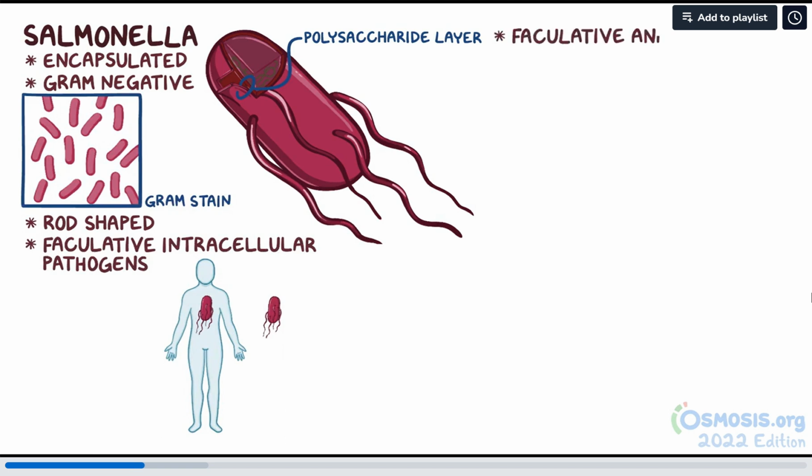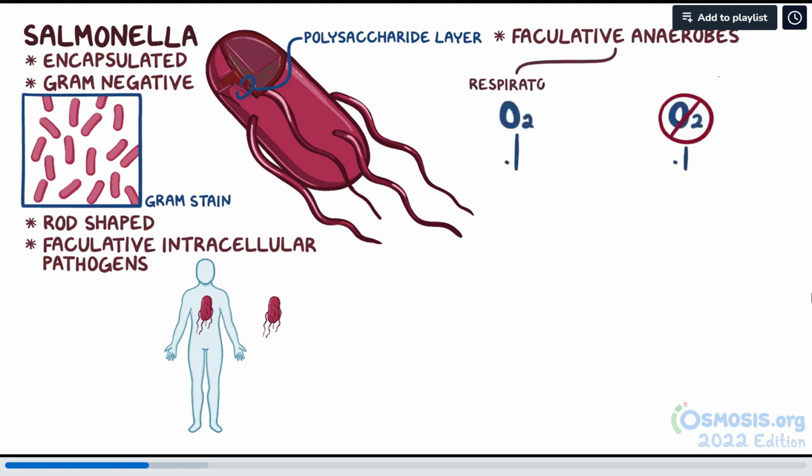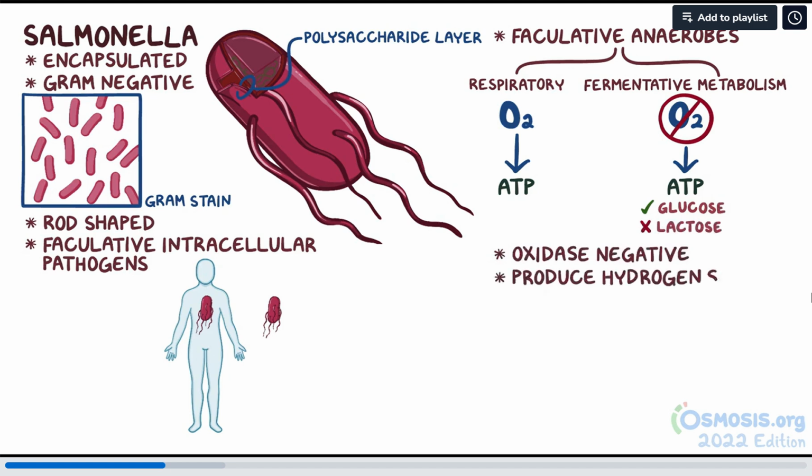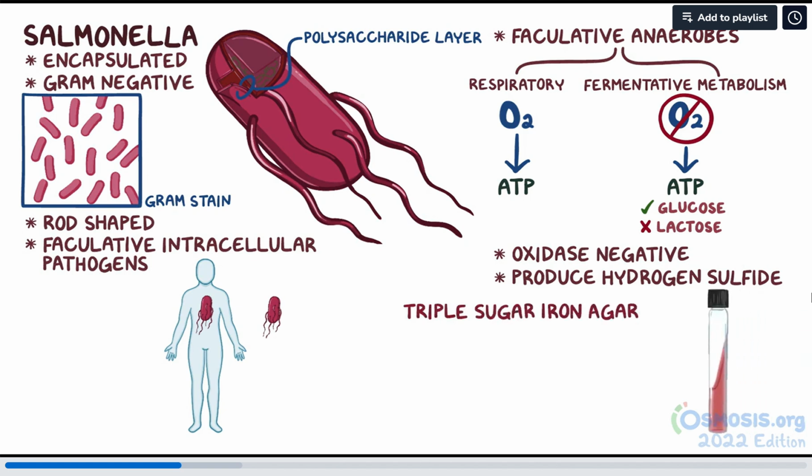They're also facultative anaerobes, so they can undergo respiratory and fermentative metabolism. And they can ferment glucose, but not lactose. They're oxidase negative and produce hydrogen sulfide gas. And while a variety of media can be used to selectively identify Salmonella, among them is triple sugar iron agar, which produces a black precipitate when hydrogen sulfide is produced.